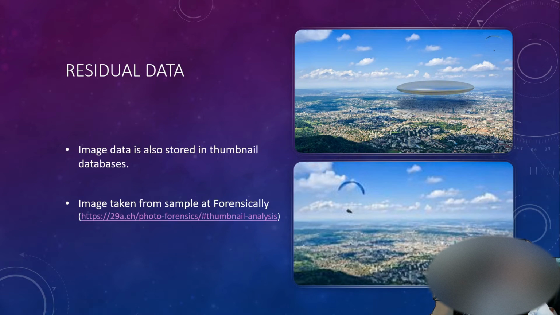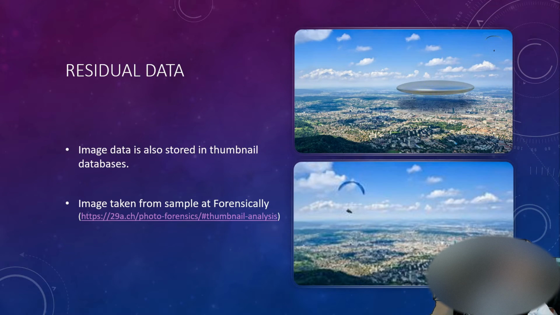And the sample image, as you can see here, there's a flying saucer and there appears to be somebody parachuting nearby. And of course, observation tells us this can't possibly be legitimate. We've not had conclusive evidence of UFOs yet. However, how do we prove that?